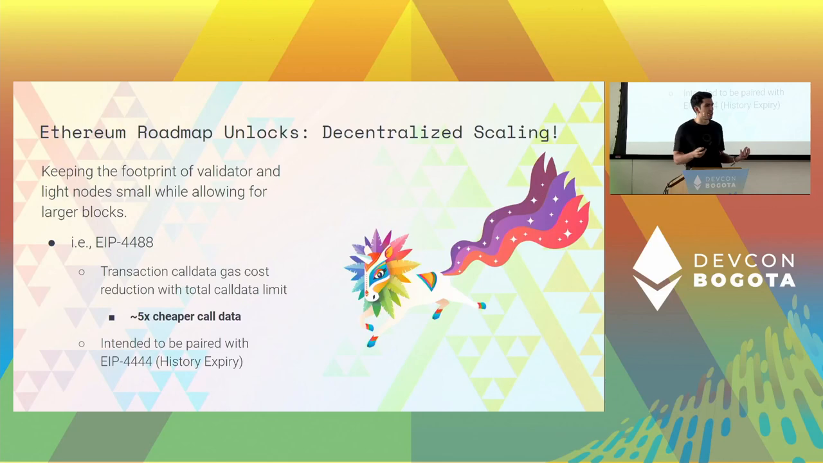And so why are we doing all this? Why are we getting rid of all this state? Are we doing it just for the fun of it? No, we're getting rid of this state and this history for a purpose, and that purpose is scaling Ethereum in a decentralized way. Simply put, that means being able to fit more transactions into a block, being able to have bigger blocks while maintaining a small footprint for validating clients and light clients. And as an example of this, one of the EIPs out there right now is called EIP-4488.